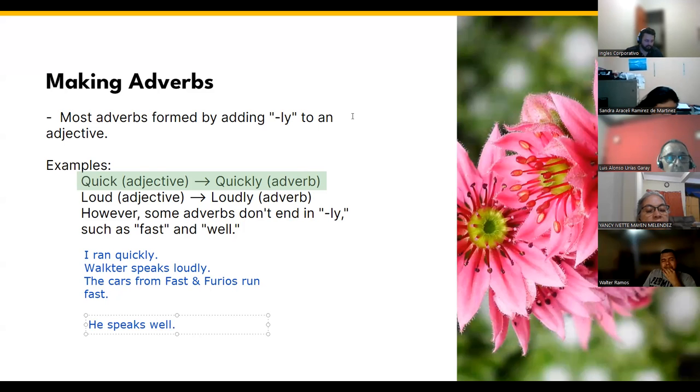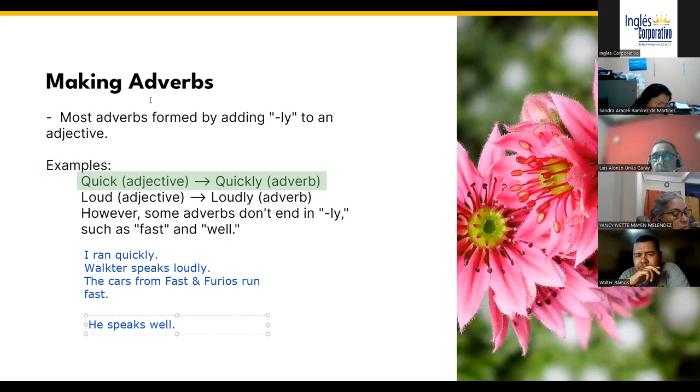Okay. Now do me a favor, guys. Everybody send me two examples in the chat with adjectives turned into adverbs by adding the suffix -ly. Okay. Let's go, let's go, let's go, guys.